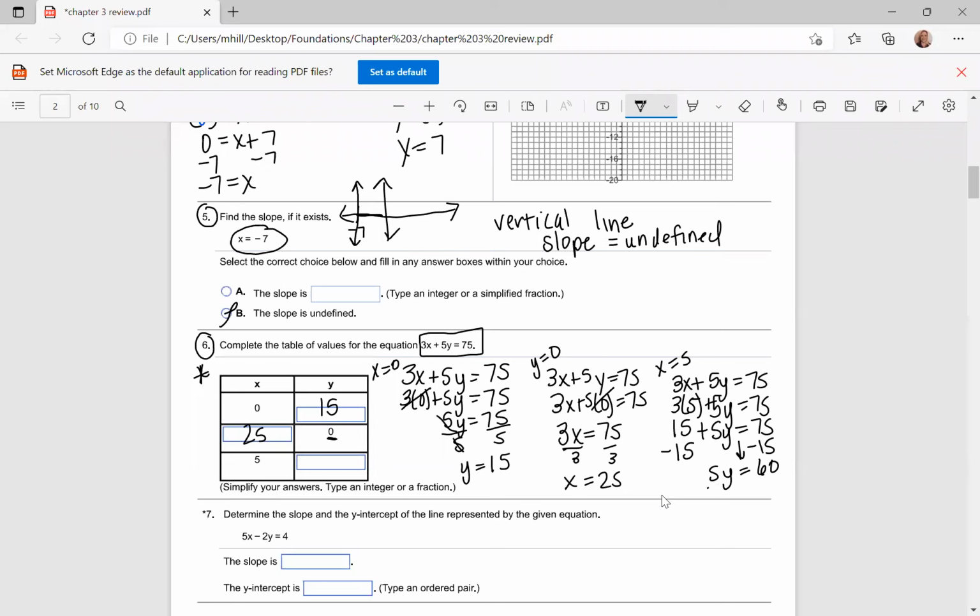Okay, so when we divide by 5 here, we should be getting 12. 60 divided by 5 is 12. So this answer, when you plug in x is 5, you're going to get 12 over here.